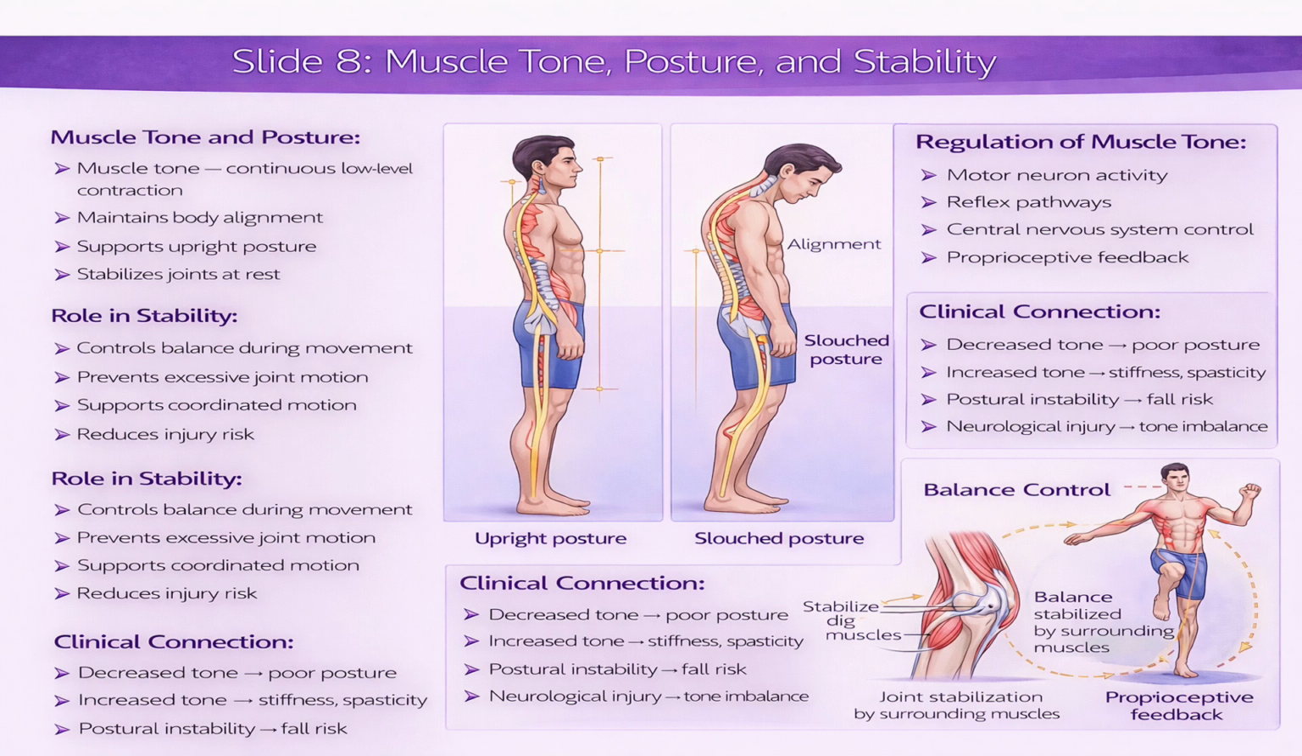For NCLEX-style application, learners should recognize that changes in posture, balance, or muscle stiffness often indicate underlying neuromuscular dysfunction. Early identification of tone abnormalities is essential for preventing injury and promoting safe patient mobility.